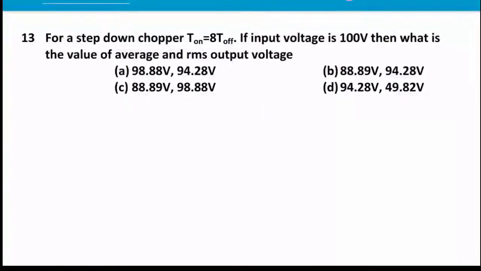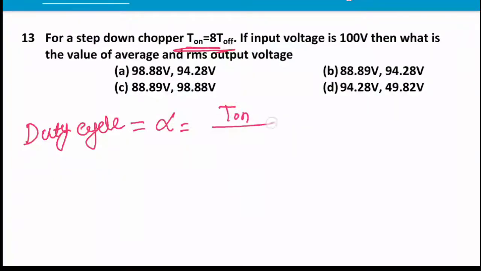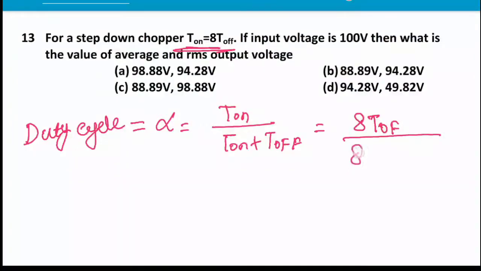If the input voltage is 100 volt, then what is the value of average and RMS output voltage? And here T on and T off relation is given. So duty cycle alpha is equal to T on by T on plus T off, and this will be equal to T on, which is given as 8 of T off, by 8 of T off plus T off, and this will be equal to 8 by 9.